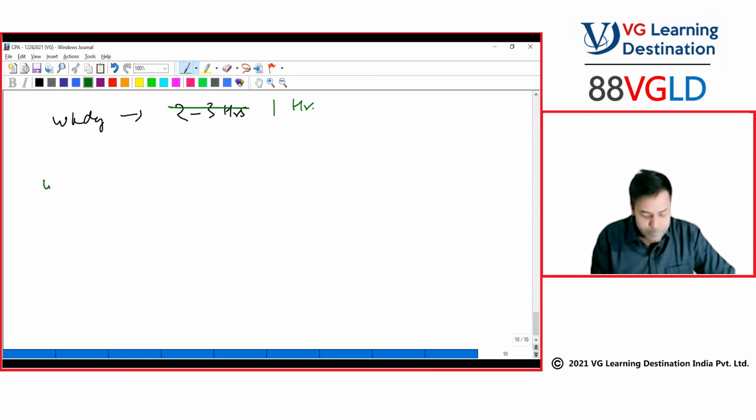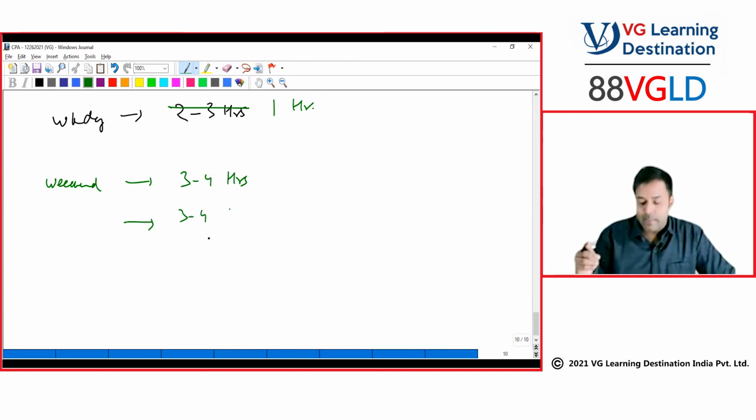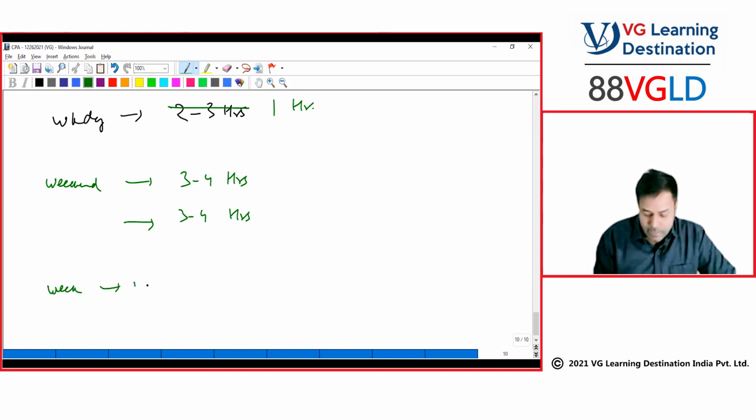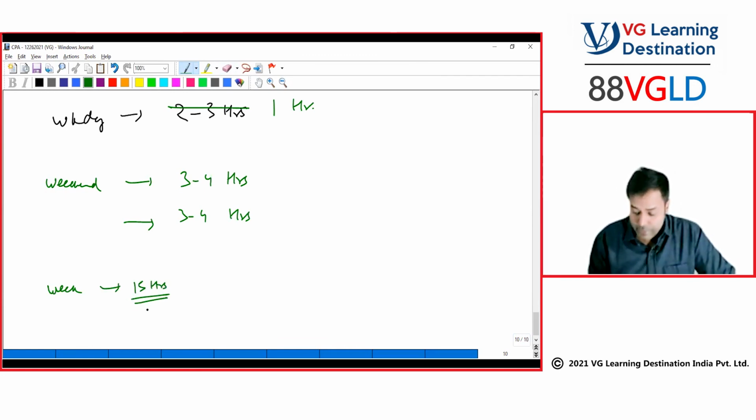On the weekend, if possible, at least give 3 to 4 hours. So that means in the entire week, try to squeeze in and give 15 hours. If you could stretch 15 hours, trust me, it's going to be much, much more helpful, and it's going to be much better in that case.